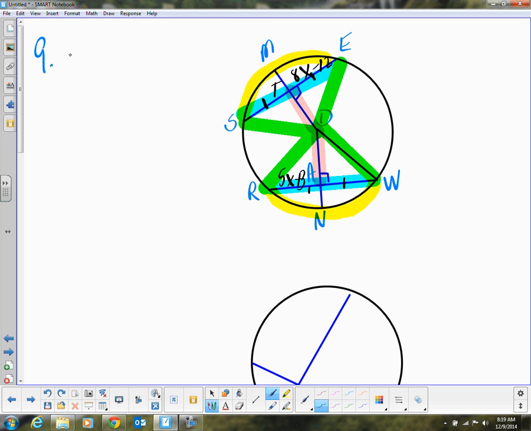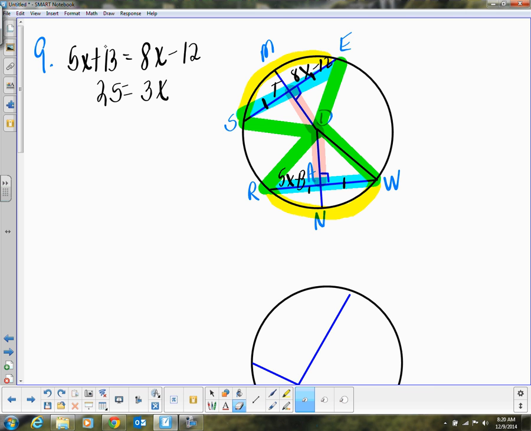So what equation do we set up for 9? Wendy? 5x plus 3 equals 8x minus 12. If I subtract 5x and I add 12, I'm going to get 3x equals 15. Did I make it that nasty? Oh, it is a 3, it is not a 13. Whoever said 3 was right. Okay, so that looks a lot better. So now that's 15. What is x? 5. So x is going to equal 5.